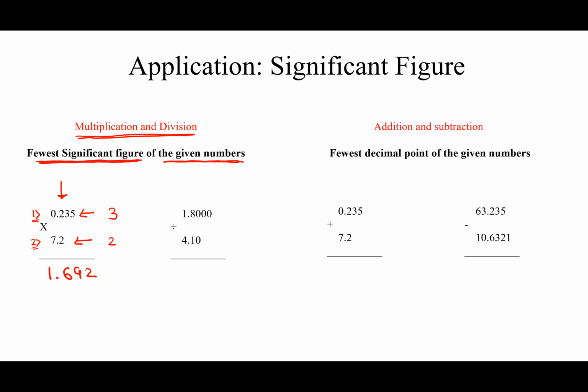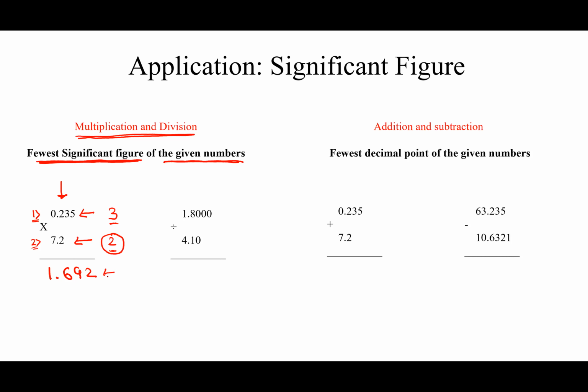Now, there are three significant figures in the first number and two significant figures in the second number. Which one is the fewest or smallest? Of course, two. What does it mean? It means your answer must have only two significant figures.